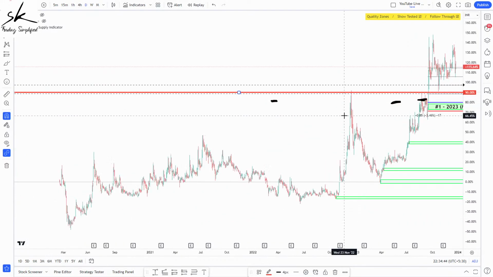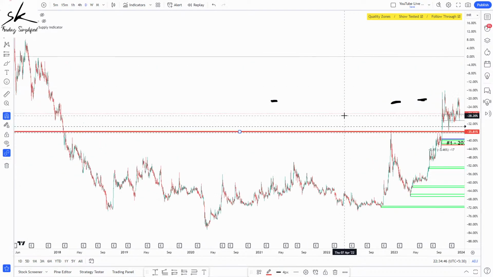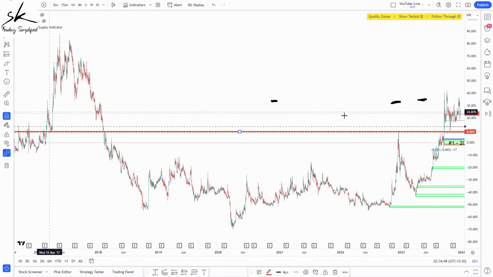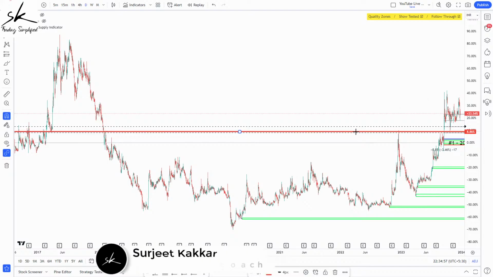In fact, if I try to bring in more history, let's see how it looks. You can see even in the past, it has been acting like resistance, resistance, resistance, support. Here also it has acted like resistance. So we have a pretty clean area of support and resistance, which is right above our zone.